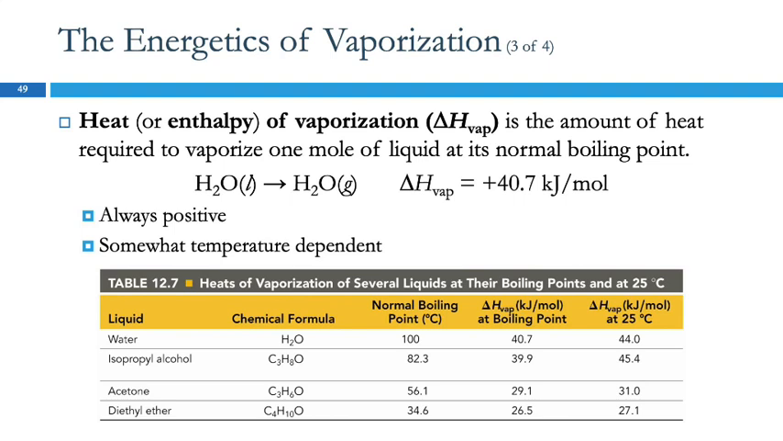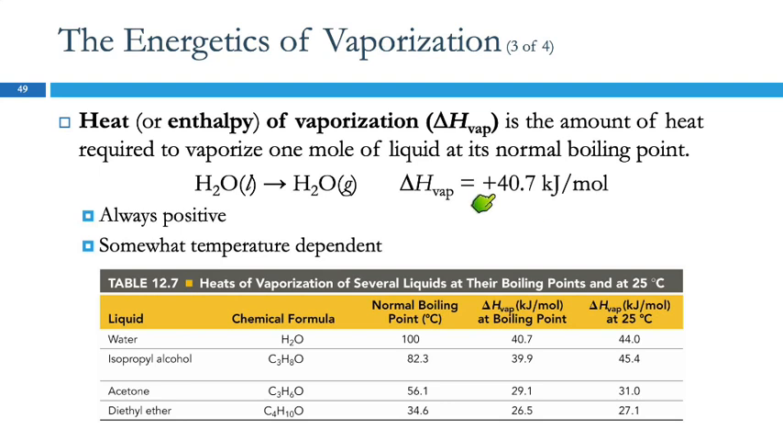So we can, of course, quantify the energy associated with vaporization. So this is called the heat of vaporization. And it's the amount of heat that's needed to vaporize 1 mole of liquid at its normal boiling point. So for water, we can write a chemical equation. Water in the liquid state going to water in the gas state, and this heat of vaporization is 40.7 kilojoules for every mole of water.